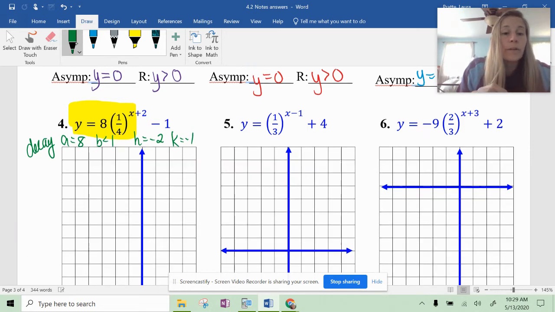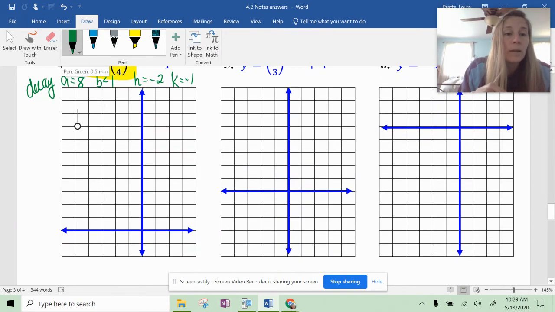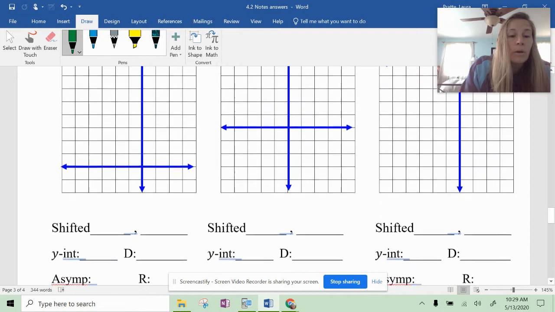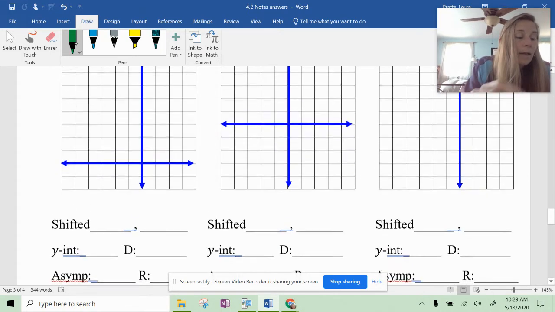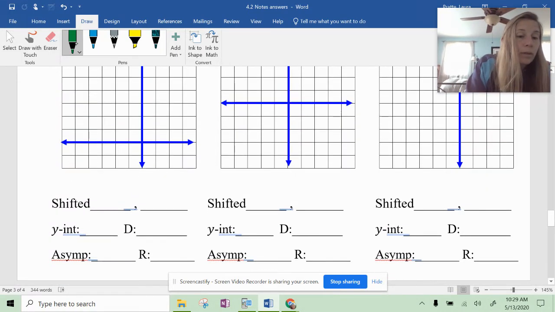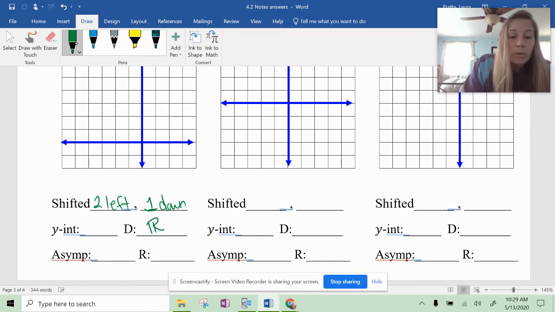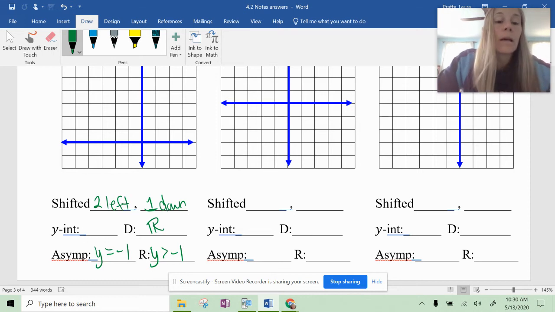So if I want to go fill in this information down here at the bottom, we know that since the h is -2, it's going to shift 2 to the left. Since the k is -1, it's going to shift 1 down. The domain, all real numbers. The asymptote is y equals -1, since that's my k value. And then the range is y is greater than -1 because the a value is positive.